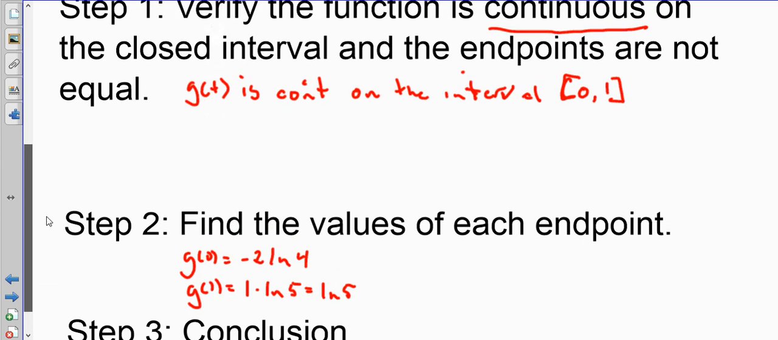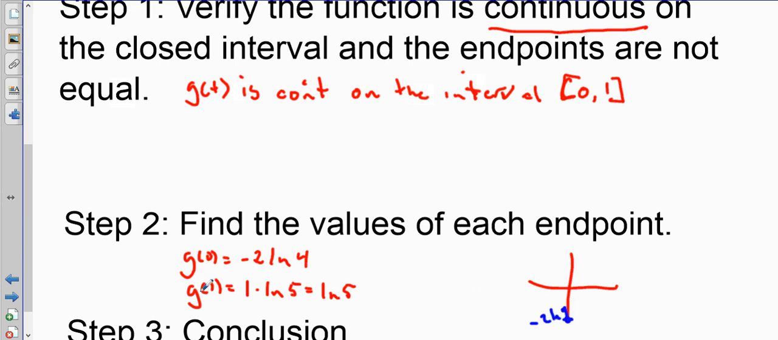Well, if this function is continuous on this closed interval from 0 to 1, and we verify that we found g of 0 and g of 1, all right, and this goes from negative to positive. So what does that mean? That means that this value, if you think about this, at 0, we have a value that's negative 2 natural log of 4. I don't know what that is. It's going to be up here, or actually down here somewhere. All right, negative 2 something. Let's just say that's negative 2 natural log of 4 right there. We'll just put our point there.